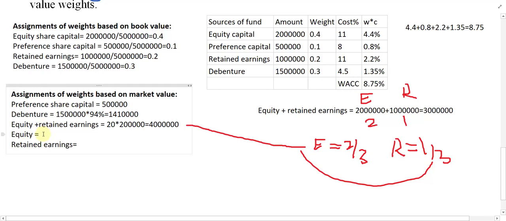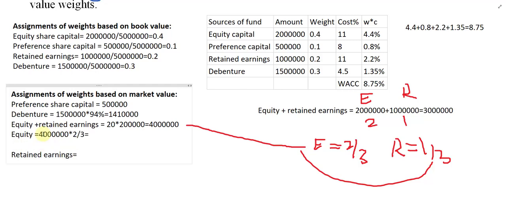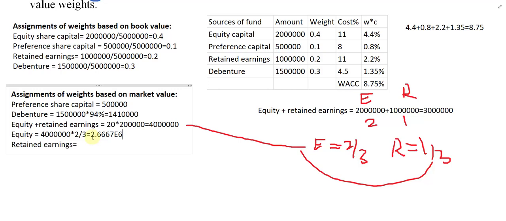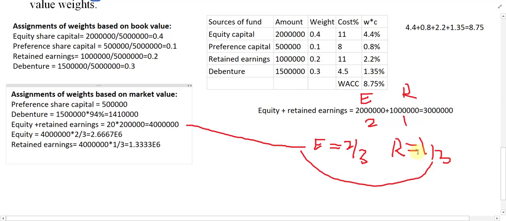This is very simple. You can do it. How can we do it? We can do it like this. 4 million multiplied by 2 and divided by 3 is equal to this much. So next, how do we find it for retained earning? For retained earning, once again, this amount of 4 million is multiplied by the proportion, 1 divided by 3. If you press the equal sign, you get this much.